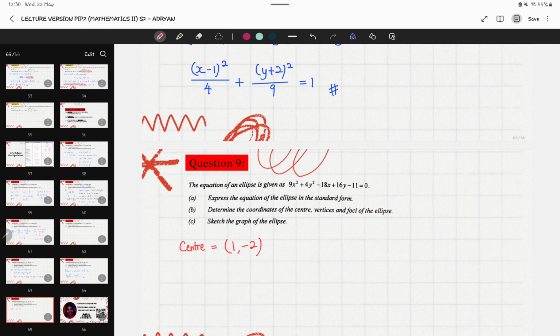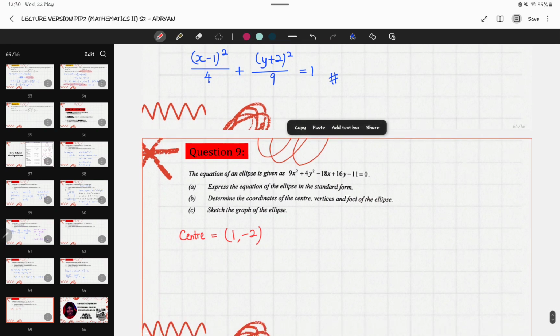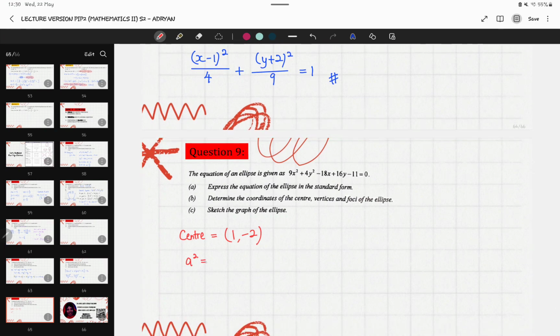So 1 and negative 2. From here we also know the value of a squared. So a squared is what? 9, because your major is at a, usually the number that is bigger. So a squared is 9. A would be plus minus 3. B squared would be 4 because it is smaller, so 4. So B would be plus minus 2.